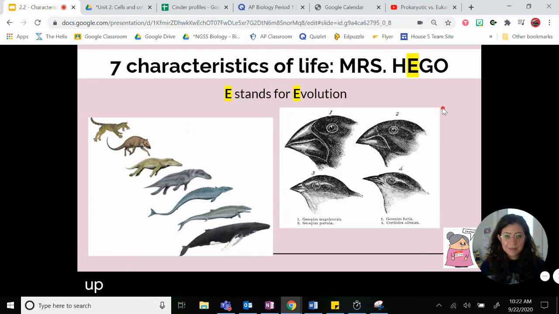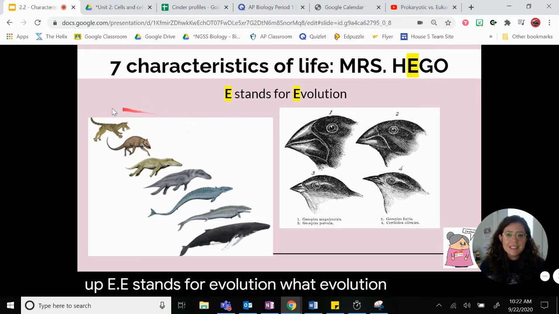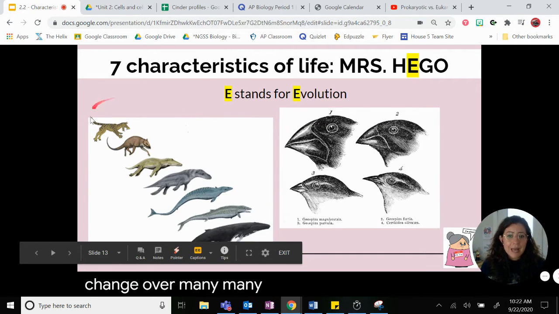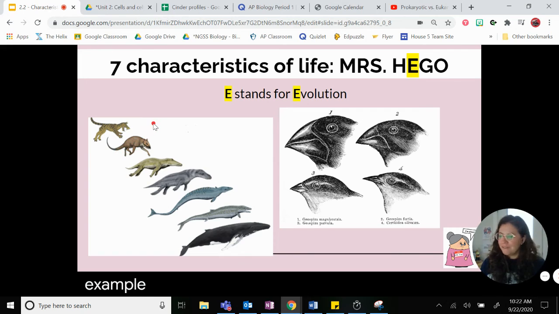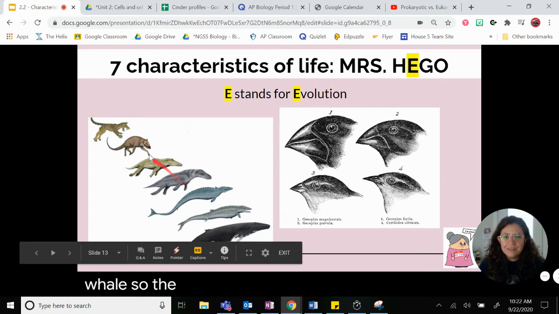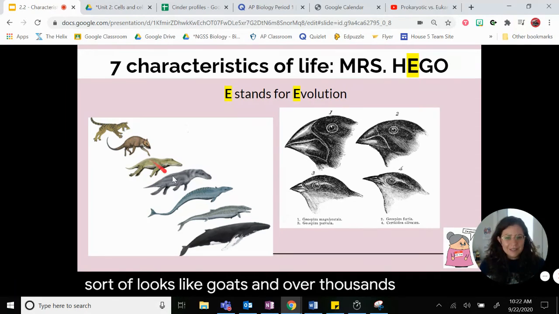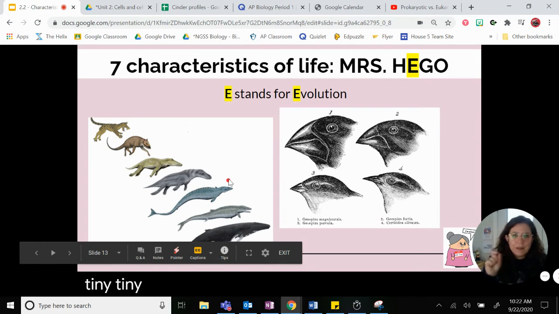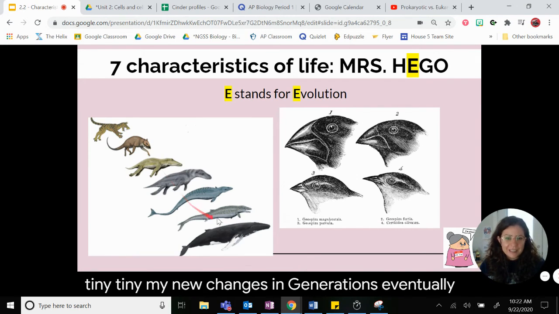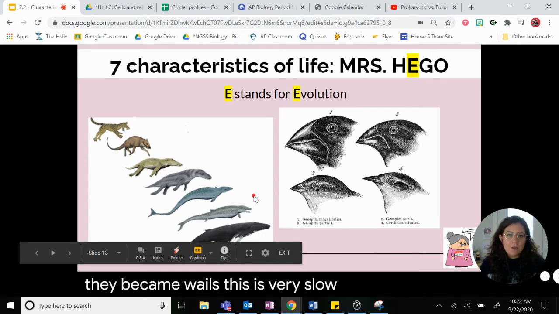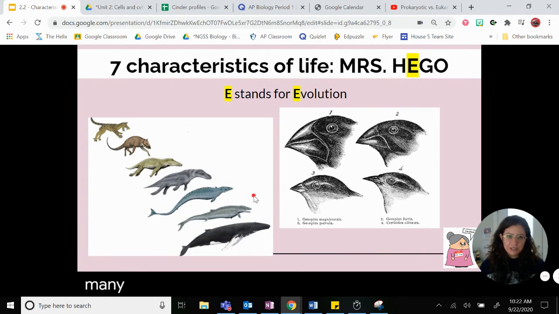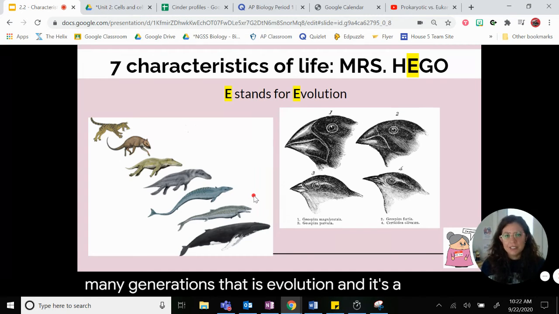Okay, next up, E. E stands for evolution. And evolution is change over many, many generations. My favorite example of all of evolution is whales. The very ancient predecessors of whales were actually mammals that lived on land that sort of looked like goats. And over thousands and thousands of generations and just tiny, tiny changes in each generation, eventually they became whales. So this very slow change over many generations, that is evolution, and it's a characteristic of all life.